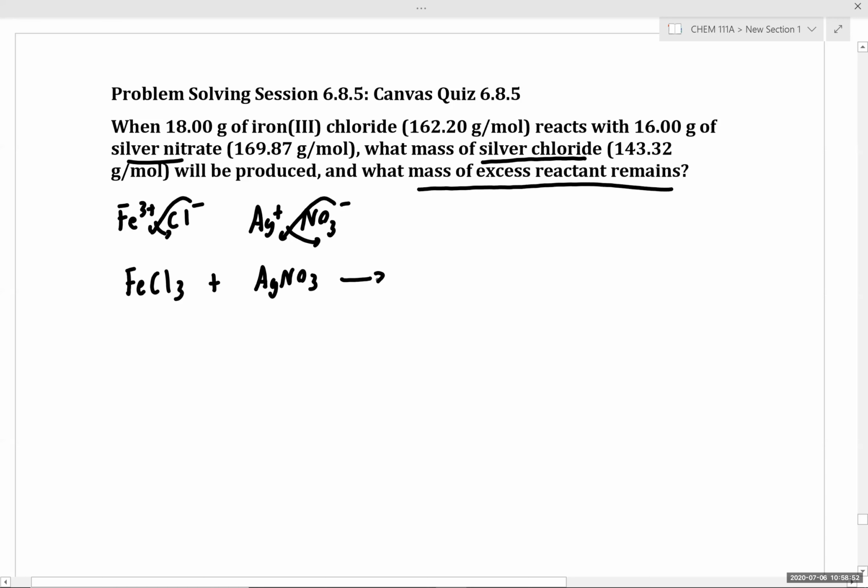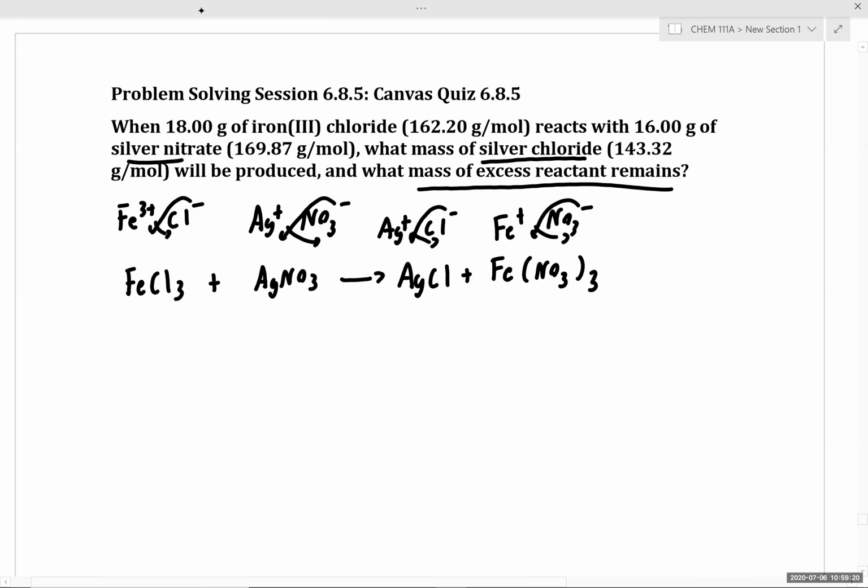Okay. At the end of this reaction, we get silver chloride and iron 3 nitrate. Again, Fe3+, NO3−, cross our charges. Silver chloride, silver plus, Cl−, cross our charges. And now, just to take a look at this problem, is this equation balanced?